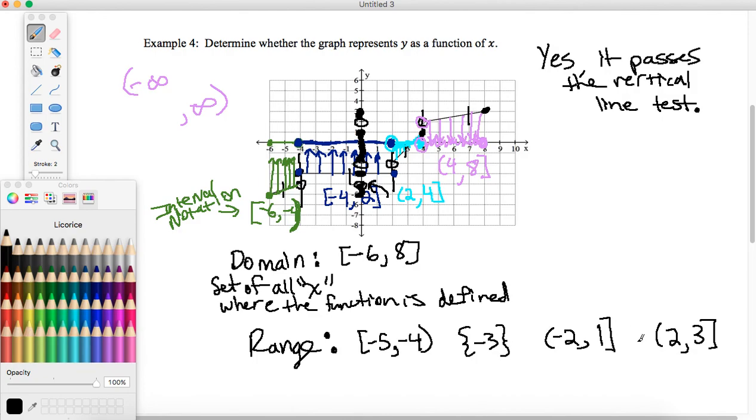Now, I put a space in between these because my range includes any value between -5 and -4, including -5 and not -4. This symbol right here means union. The set that contains -3 is just a distinct number. That's why I put it in a squiggly bracket. Union -2 to 1, including 1, union 2 to 3. And so that is my range. I want you to be able to come up with values of your domain and range by looking at a graph, and we'll talk about how we can do that algebraically.